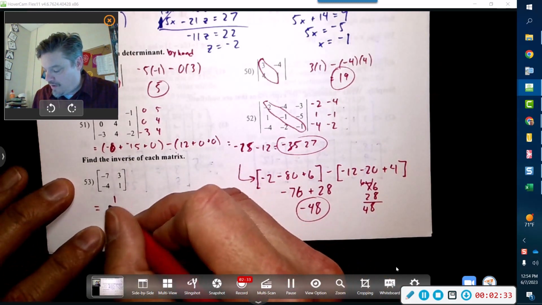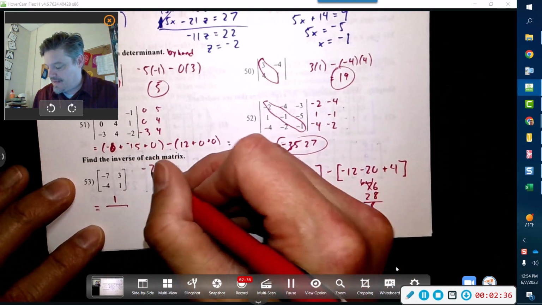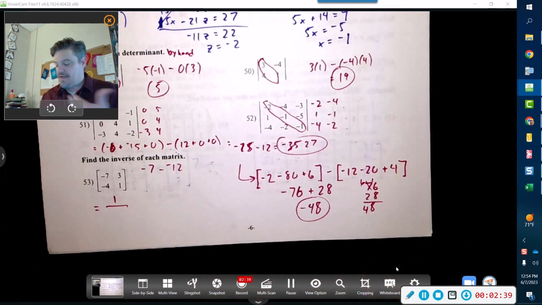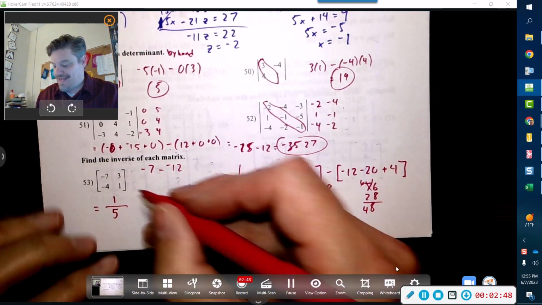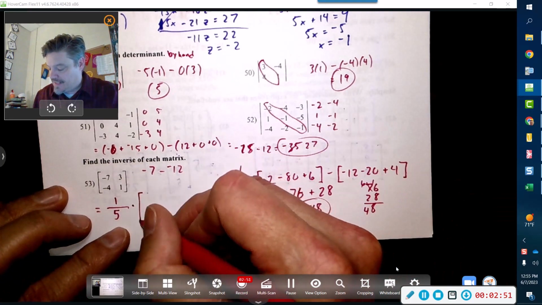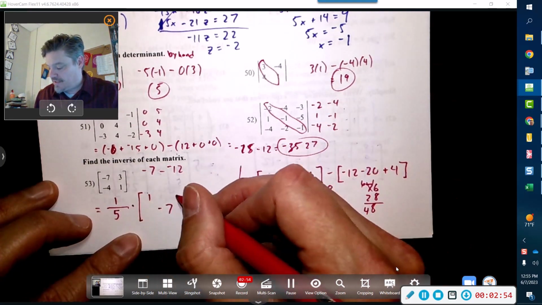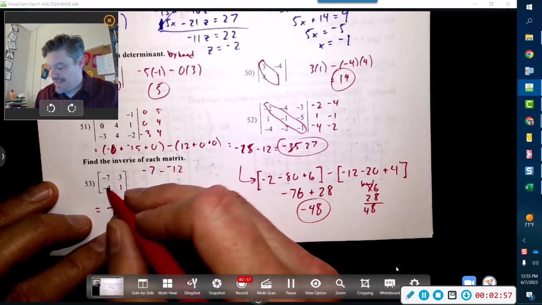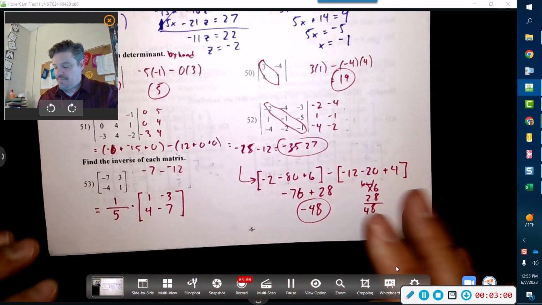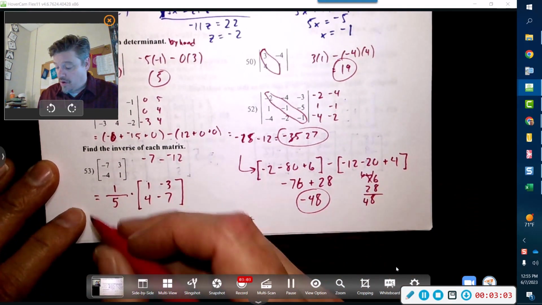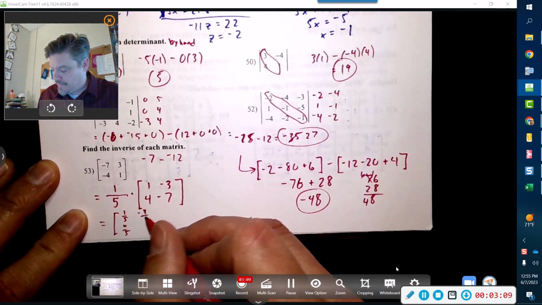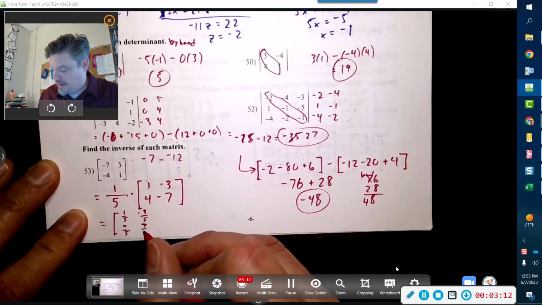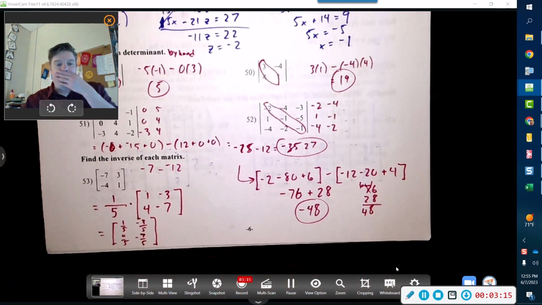You want to do 1 over the determinant of this. So that's negative 7 minus a negative 12. That's actually going to give you 5. So that'd be 1 over 5 times these entries moved around. So the 1 goes here, negative 7 goes here, and then you switch the signs of the B and the C. So then you can leave it like this, or you could just put them all over 5. Sometimes they cancel, or reduce, and sometimes they don't. And that's all.